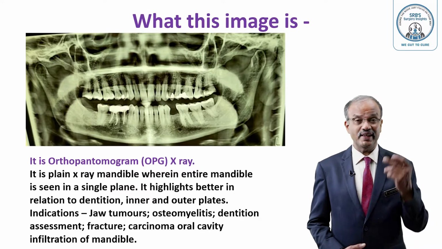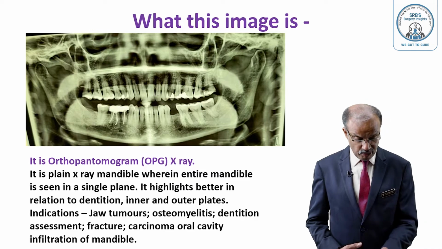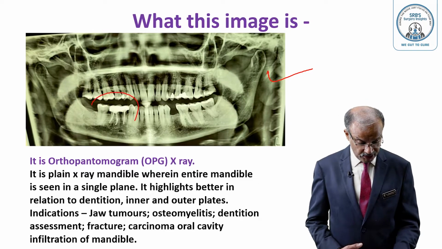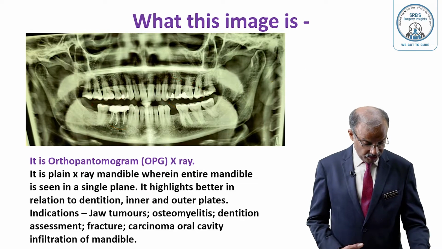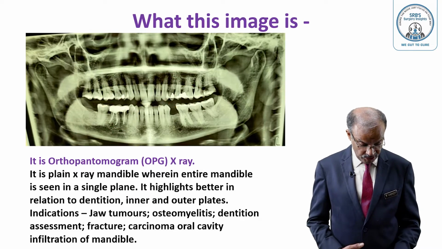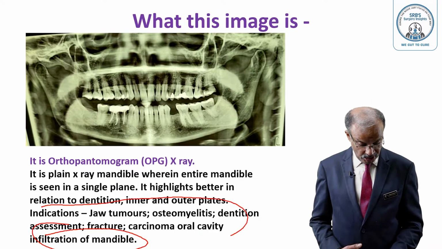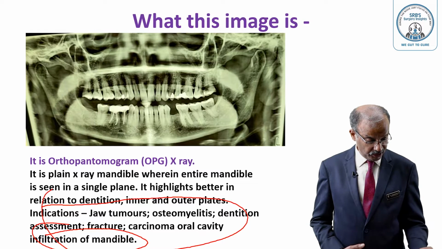Currently, CT and MRI give very detailed results, but it's a good old method, still very useful. Osteomyelitis of the mandible, dentition assessment. See that dentition assessment, very clearly you can assess. Fracture site you can find out. Carcinoma oral cavity infiltrating the mandible, I already told. Clinical features I have told. So for the indications for orthopantomogram, we should be able to identify such patients.